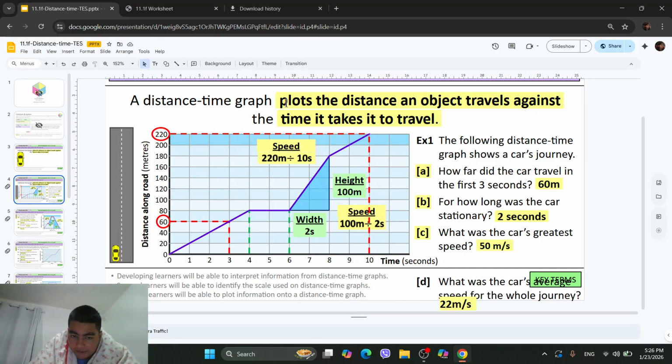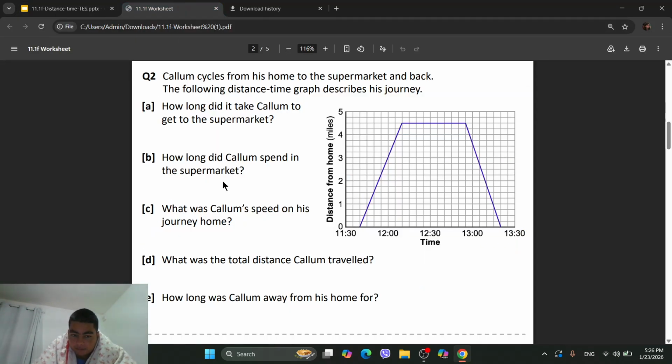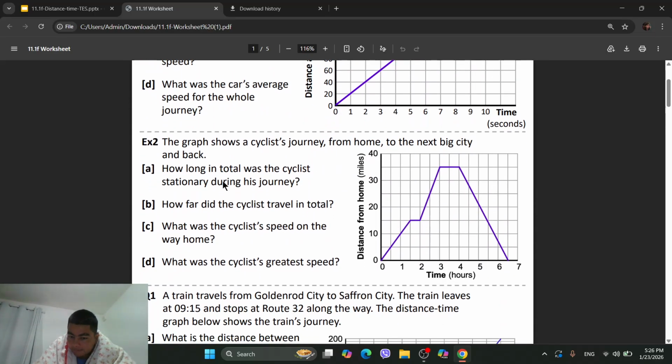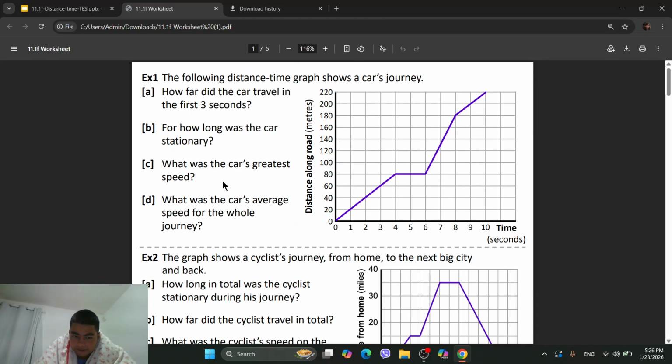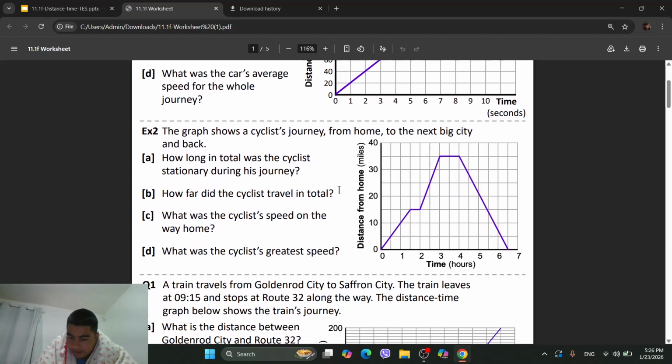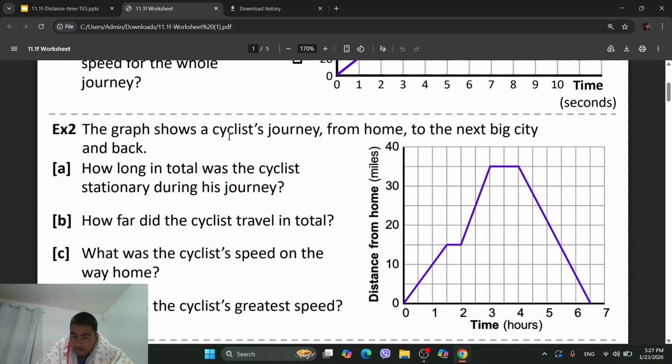So now let's try to work through a problem together. We have lots of problems over here, so let's take a look at an easy problem. Okay, let's take a look at this problem right over here. The graph shows a cyclist's journey from home to the next big city and back, right? How long in total was the cyclist stationary during the journey?